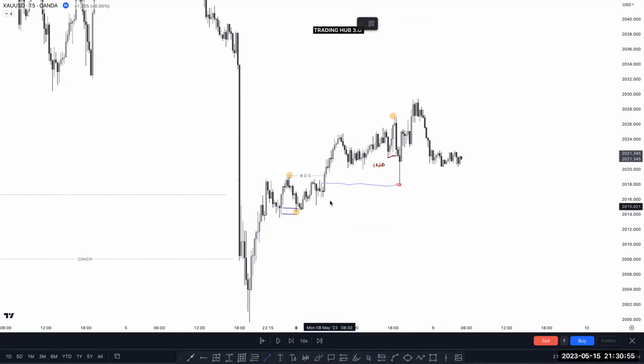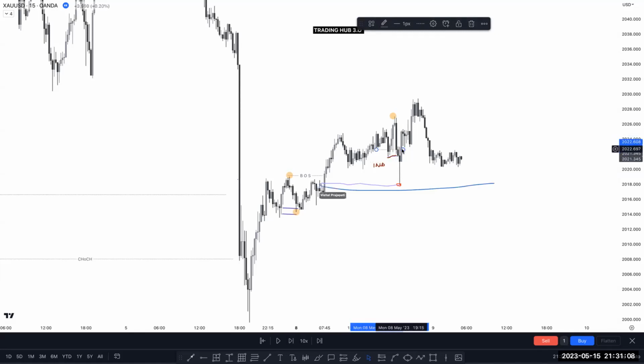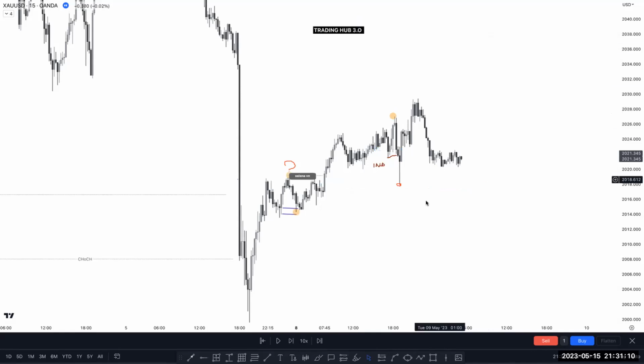Simply look at this one. This is an inducement, but market has not taken it out. Then again it creates a new higher high. So finally, what happened here? Market took out this inducement, mitigated here and went higher. But in this case, it did not create here. Let me check this one. Sorry. This high, sweep here.